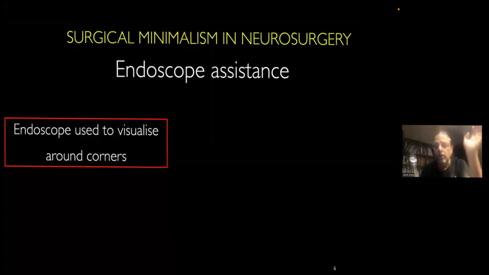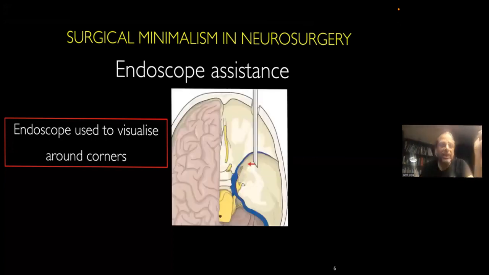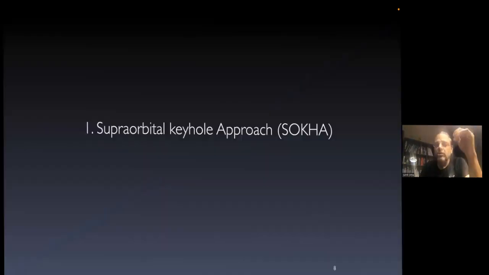Endoscopic assistance is a wonderful tool, through fully endoscopic surgery as depicted by Professor Goto, or assisted endoscopy. I will show you along my subsequent slides. It is used to visualize around the corners, and these keyholes can work magic and wonders with neurosurgery.